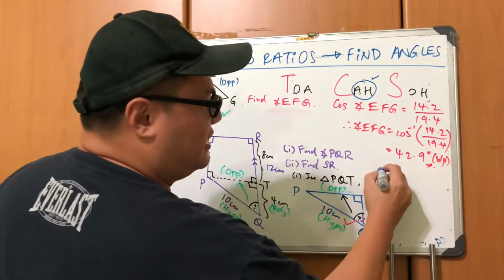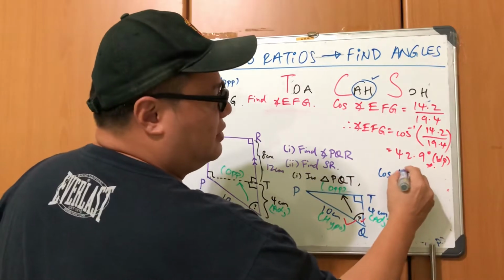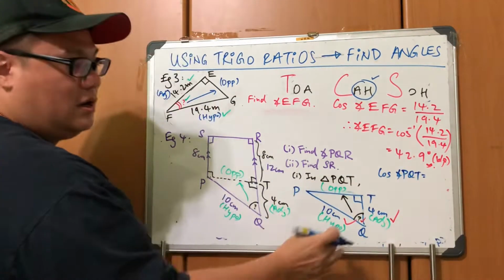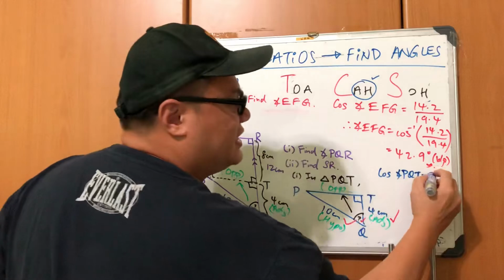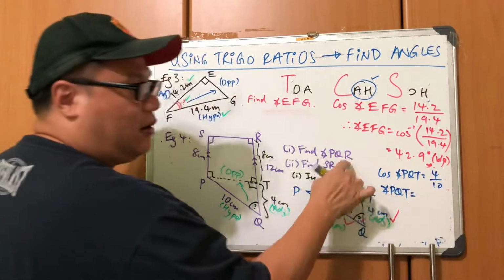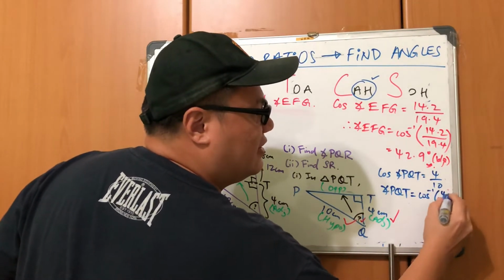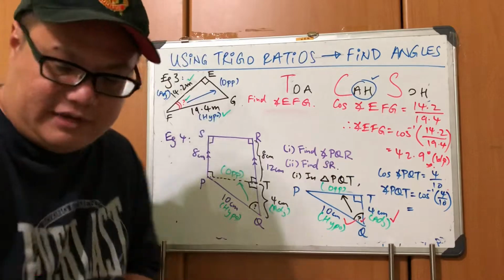So cosine of angle PQT must be equal to adjacent over hypo, so 4 over 10. So angle PQT, or your PQR, which is what you're trying to find, is cosine inverse of 4 over 10. Okay, so we just punch our calculator.